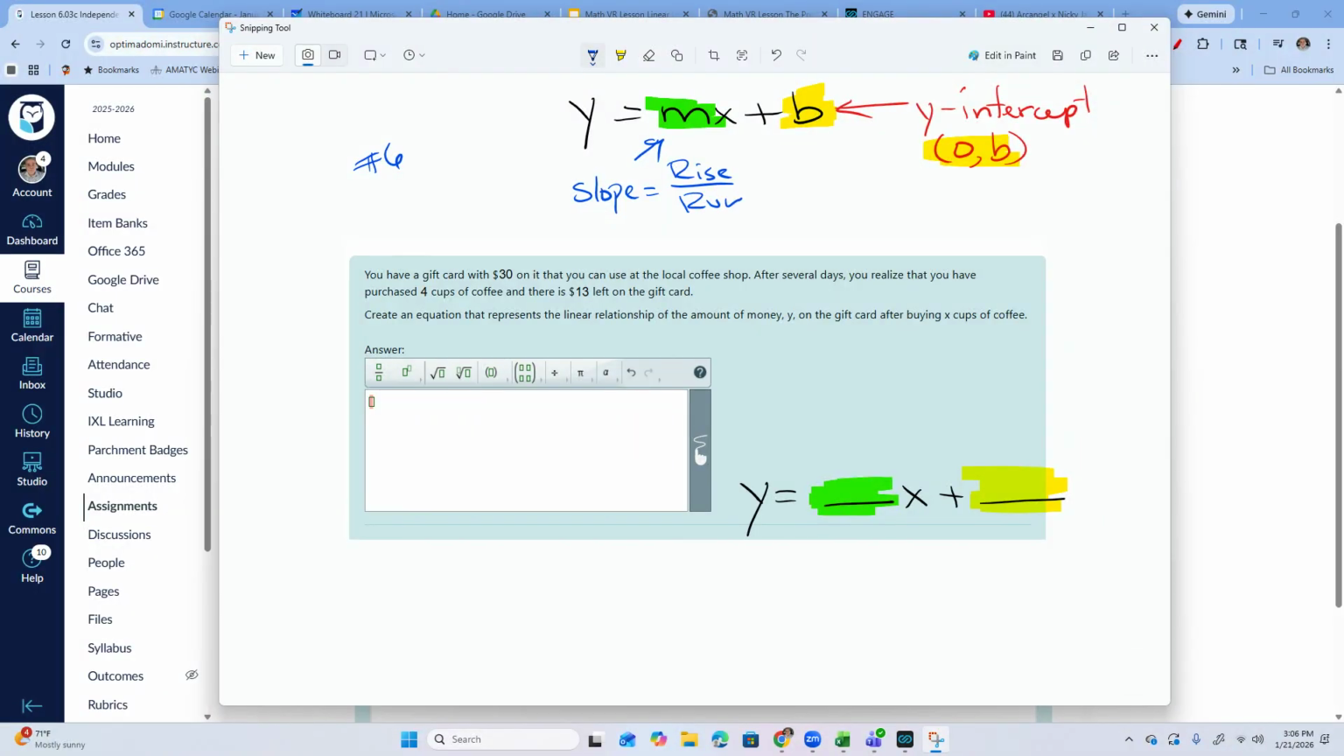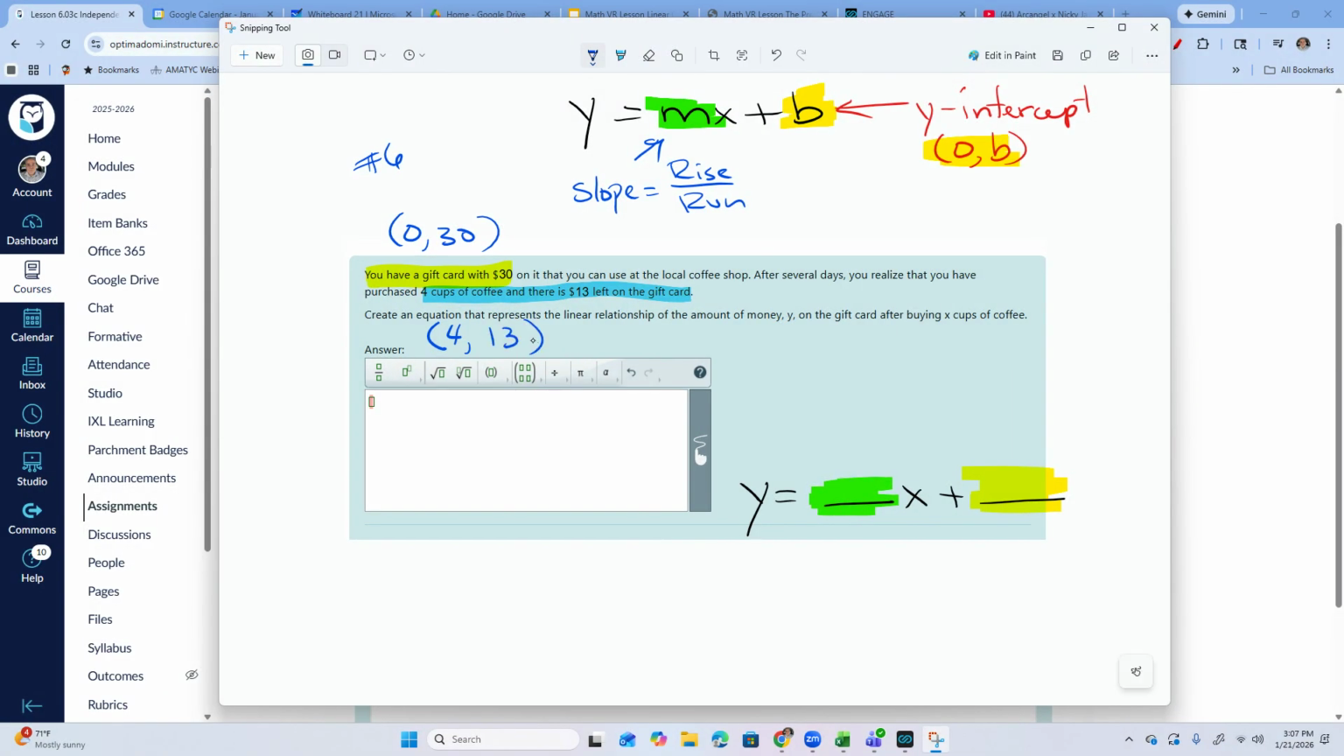Now, the problem here is, again, they gave you everything in words. But like I did in the previous word problem, when I start reading, it says, you have a gift card with $30. So when you have the gift card for the first time, you have $30. That's your first point. And that point will be 0, comma 30, see? And when you keep reading, they tell you that after you purchase 4 cups of coffee, there's still $13 left in the gift card. Right there, that's your second point, 4, comma 13.